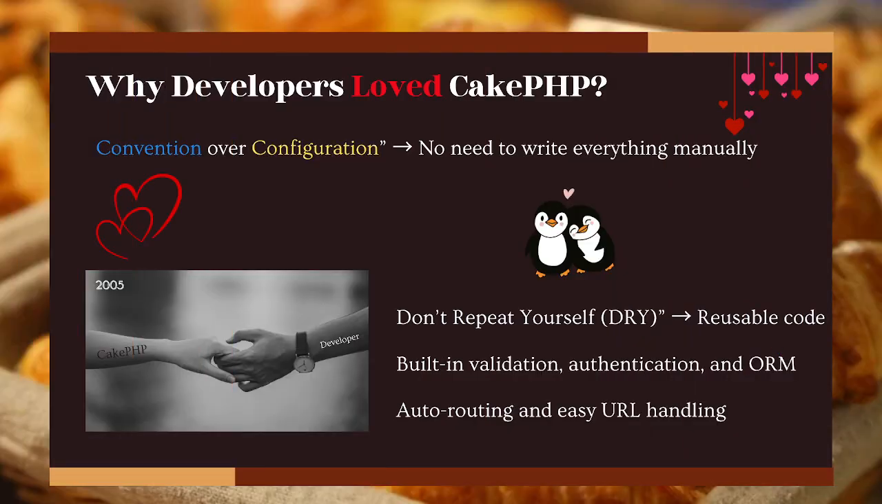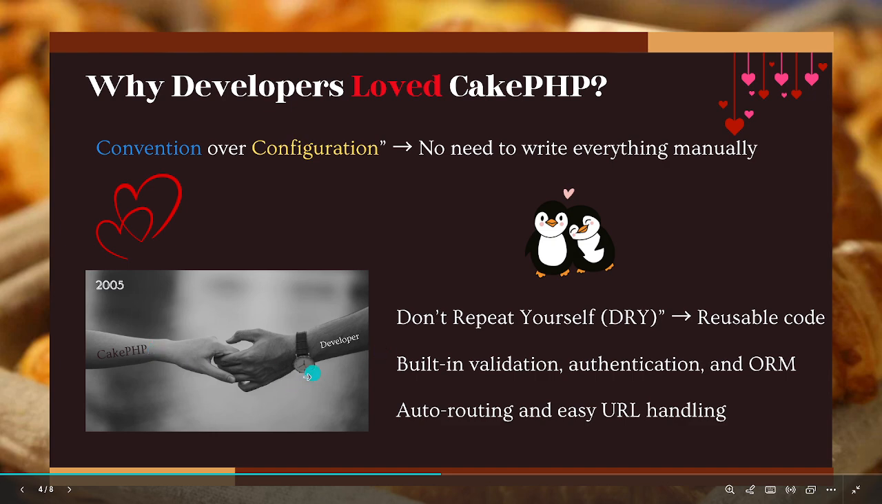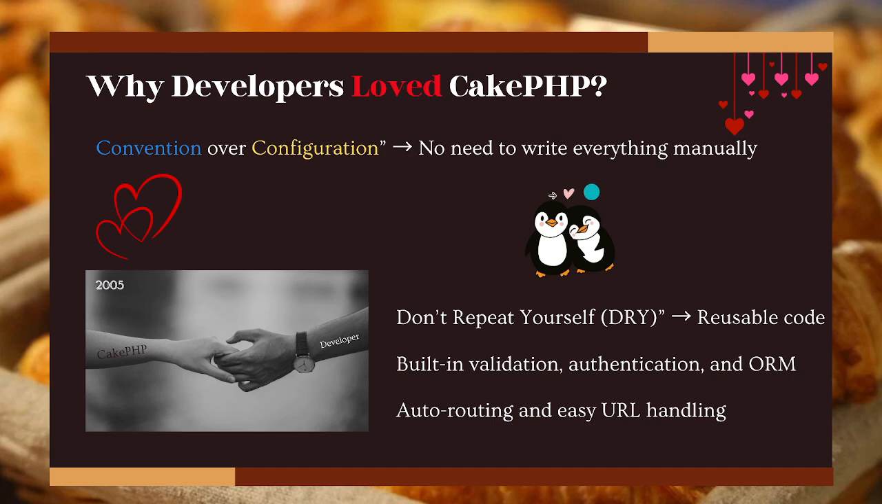And developers loved CakePHP, I am talking about 2005. CakePHP was loved by developers in 2005, their love was very unconditional. You know why? Because of three words: convention over configuration. These three words are similarly applied in Ruby on Rails. As I told you, CakePHP is inspired by Ruby on Rails, and it also has these three words: convention over configuration. What is the meaning of that? No need to write everything manually.